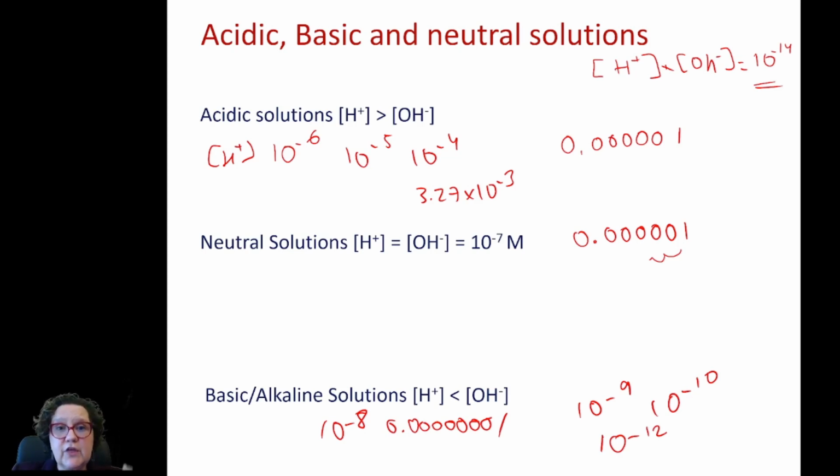In comparison with water, does it have more or fewer hydrogen ions? We call water our normal, neutral. If you are a compound that has more hydrogen ions than water has, we call that an acidic solution. If you have a solution in which you have fewer hydrogen ions than you would have in water, you have a basic solution.